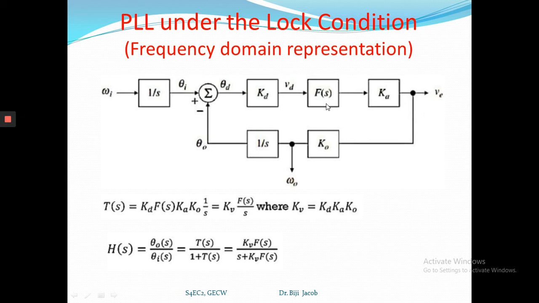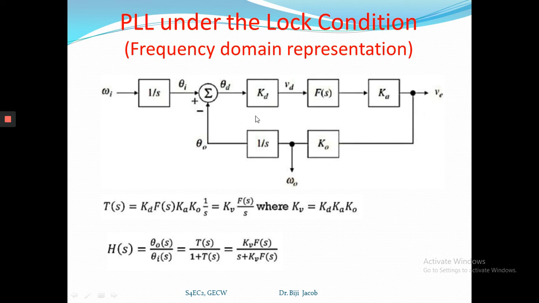The general transfer function of a first order low pass filter is omega c divided by s plus omega c. Then that difference signal will be passed through an amplifier with a gain Ka. Okay, so you will be getting the error voltage. This is the output of the PLL, V. So this error voltage is used to control the VCO, the control signal.